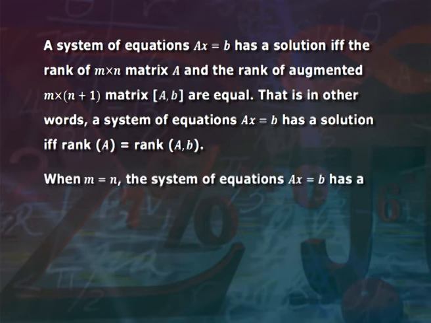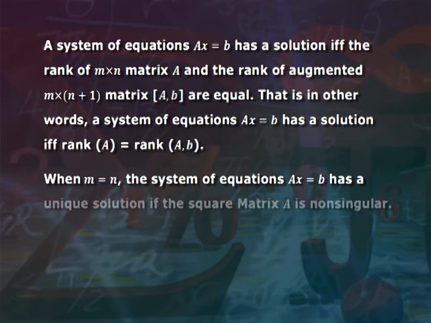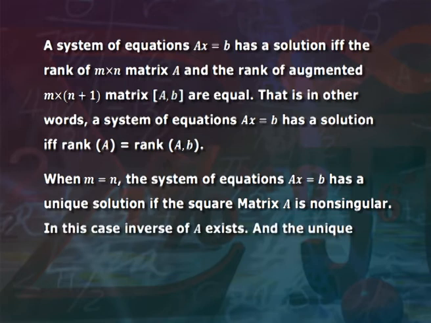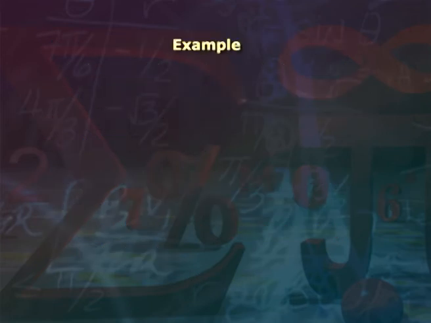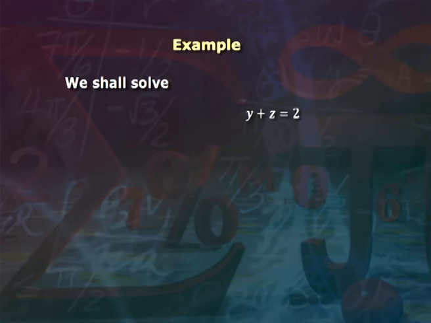When m equal to n, the system of equations Ax equal to b has a unique solution if the square matrix A is non-singular. In this case, inverse of A exists and the unique solution is given by x equal to A inverse b. Example, we shall solve y plus z equal to 2, x plus z equal to 2, x plus y equal to 2.